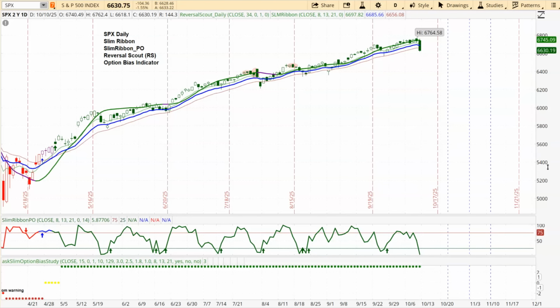You can have it on any of those. If you want to put it on thinkorswim, we have that script for you to download. Here is that slim ribbon. Here is the slim ribbon PO.